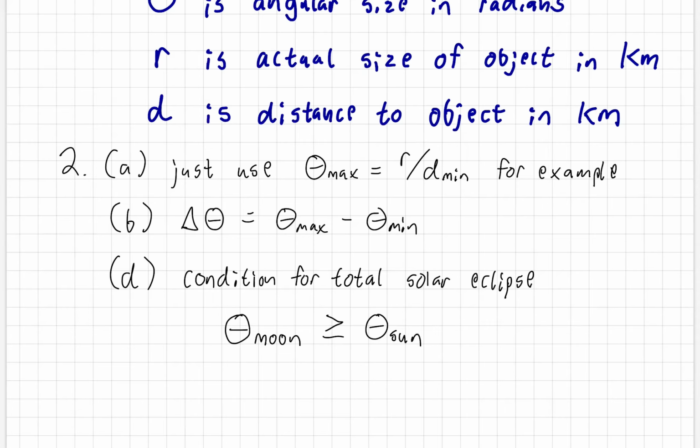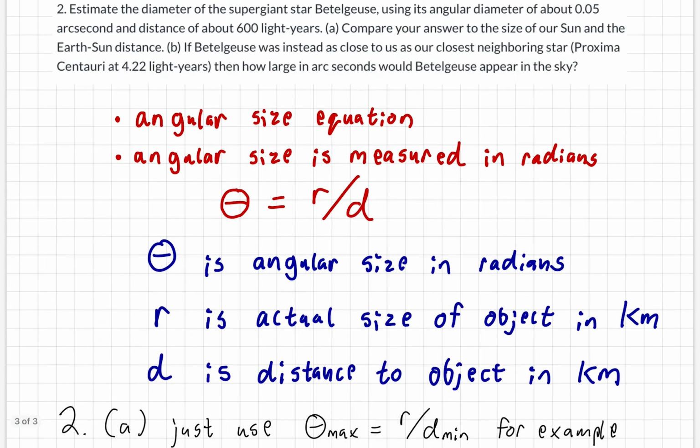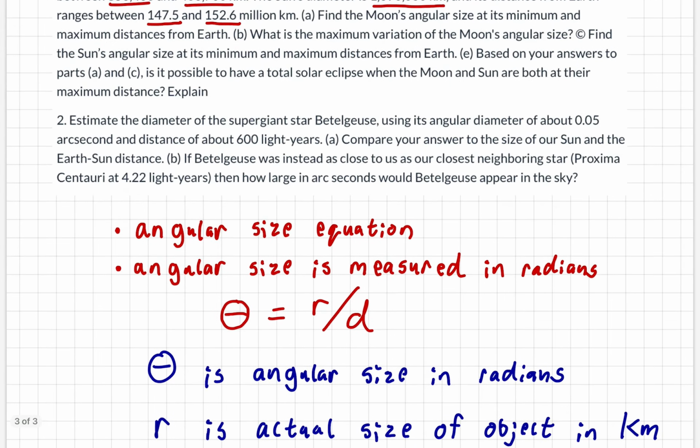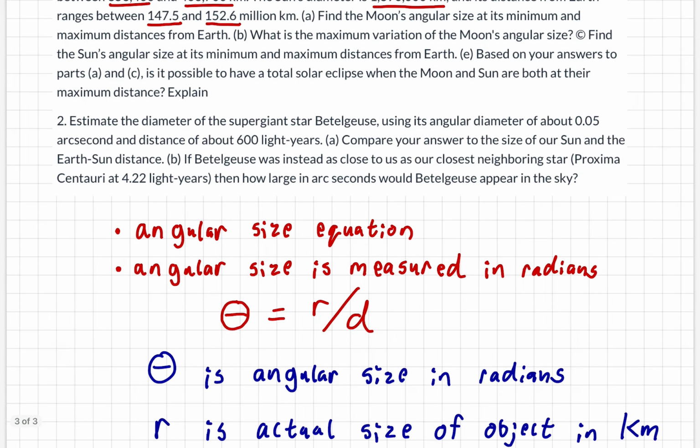Because if the angular size of the moon is even a little bit less than the angular size of the sun, it won't completely cover the sun during a solar eclipse. If it doesn't completely cover the sun, that is not a total solar eclipse. There's a name for that, and it's called an annular solar eclipse, but it's not a total solar eclipse, okay?